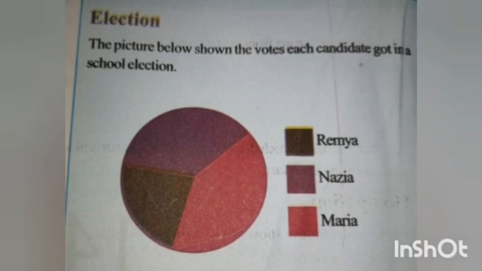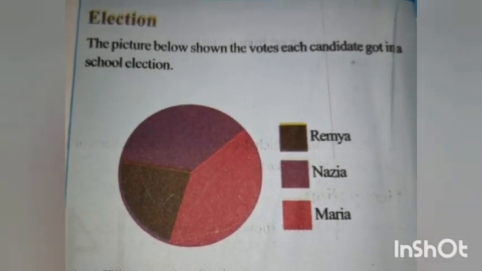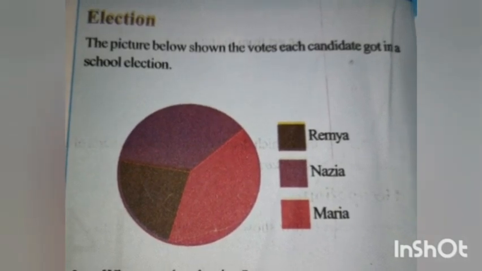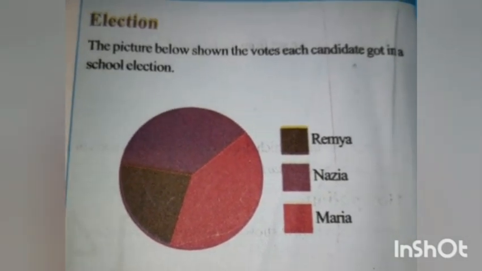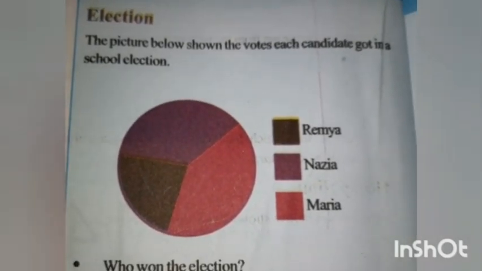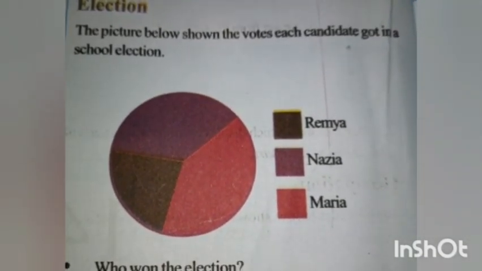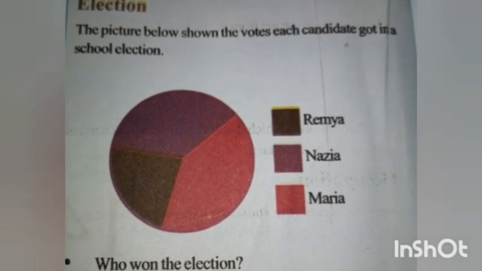So a picture like this, which displays the information as parts of a circle, is called a pie chart. Almost all the information we are getting, like what percentage of votes and who won the election. Those kinds of questions we can answer easily from this pie chart.